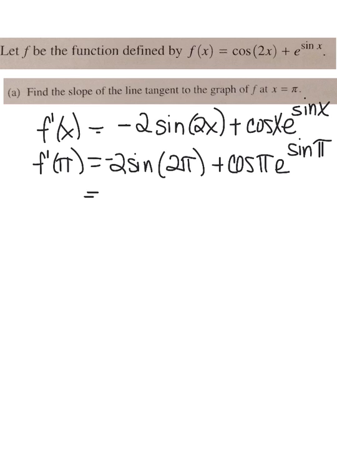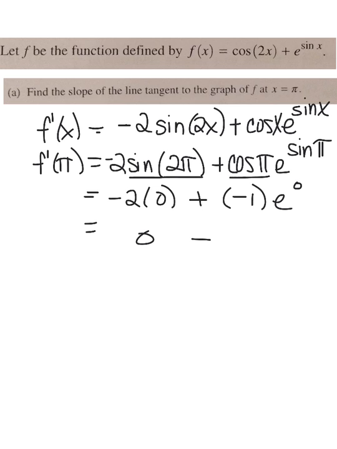All right, so what is the sine of 2 pi, everybody? It's 0. So that would be 0 right there, plus the cosine of pi, that's negative 1. And this is e to the, and the sine of pi is 0. So we really have 0 minus, and e to the 0 is just 1, right? So that's 0 minus 1. So we can say that f prime of pi is negative 1.